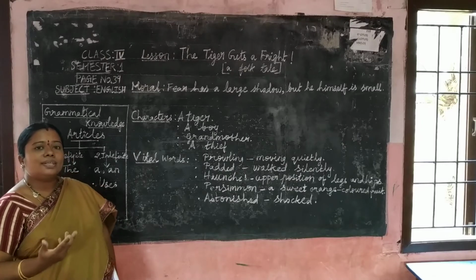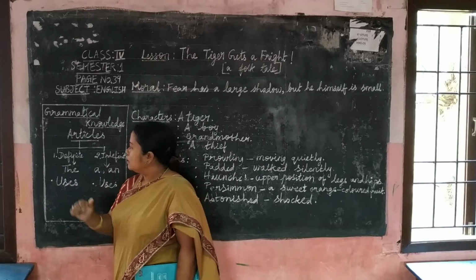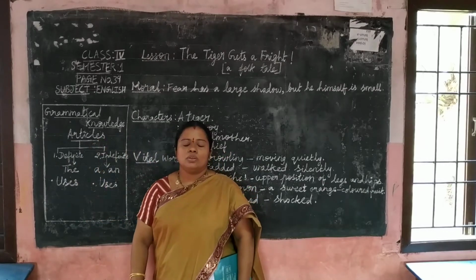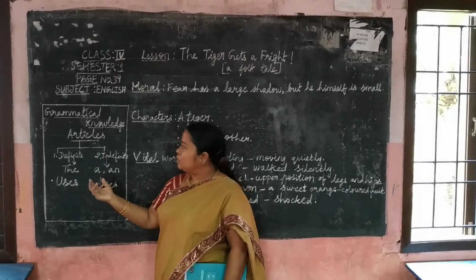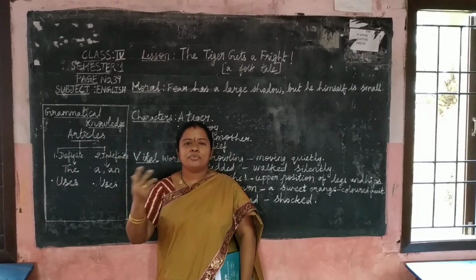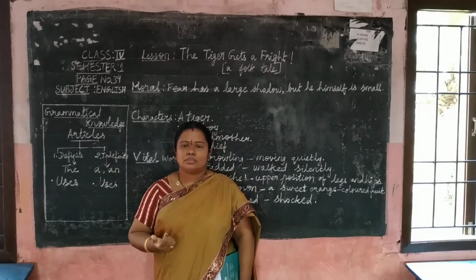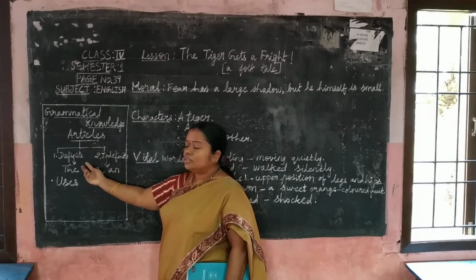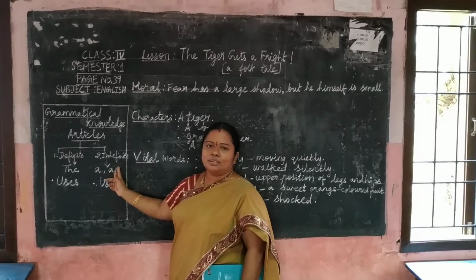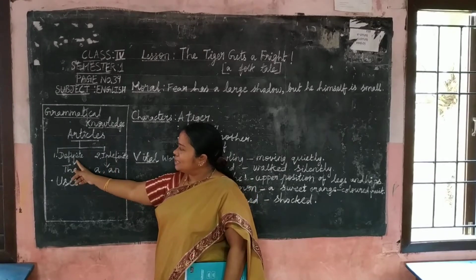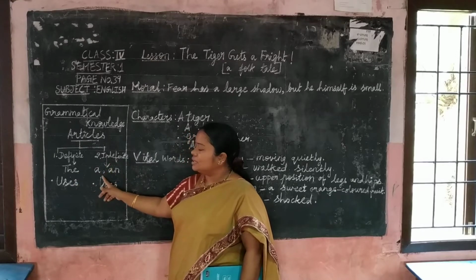And what grammatical knowledge we gain from this lesson, children? Articles. Not only in this lesson, in English language, we use these articles everywhere. What are articles? Articles are of two types. Definite article, indefinite article. What is a definite article? The. What is an indefinite article? A, an.